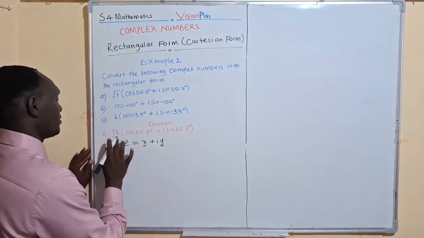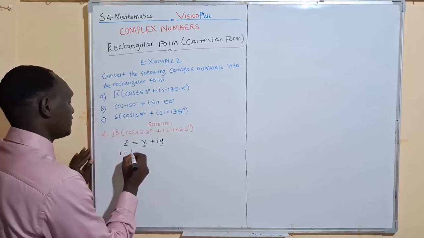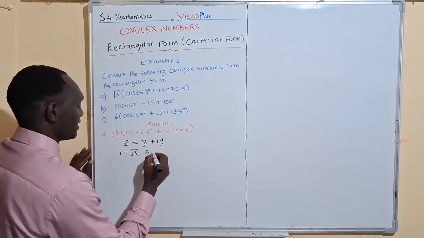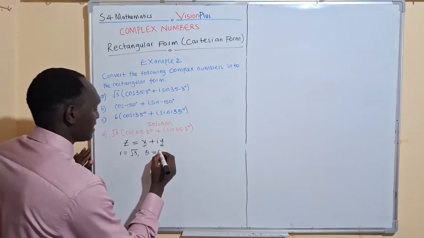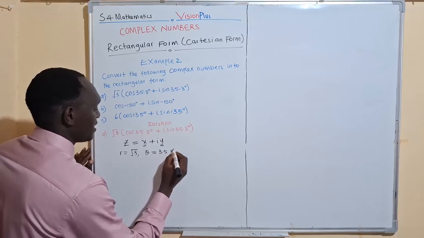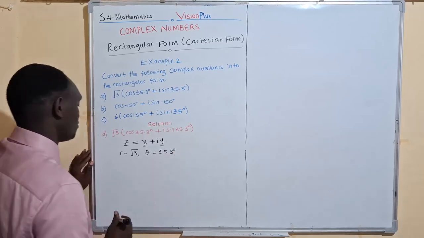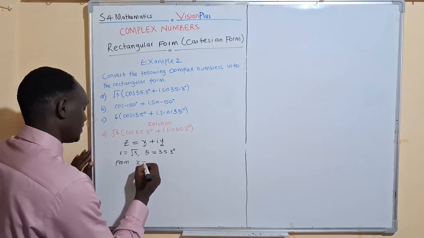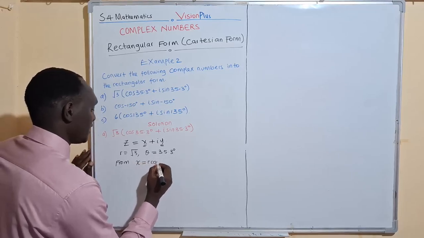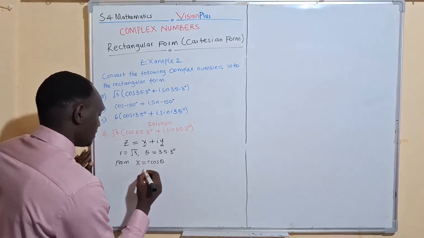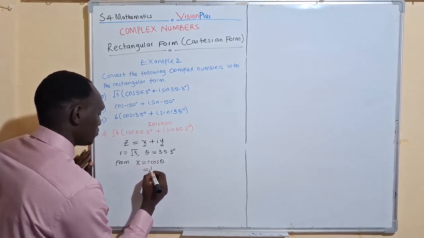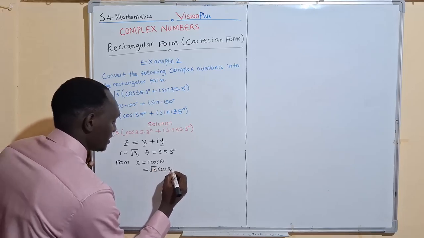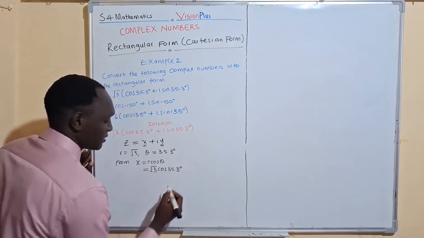What is r from here? R is given as root of 3. What about the angle theta? The angle theta is given as 35.3 degrees. What do we need to do? We know that x is given as r cosine of theta. That means we shall have r, which is root of 3, times cosine of theta, which is 35.3 degrees.